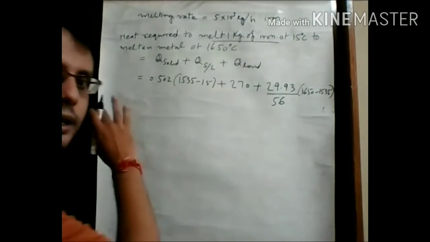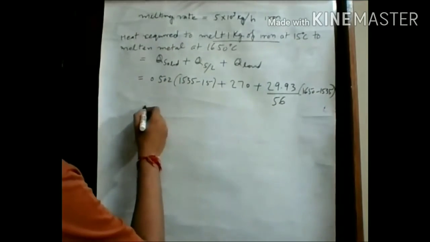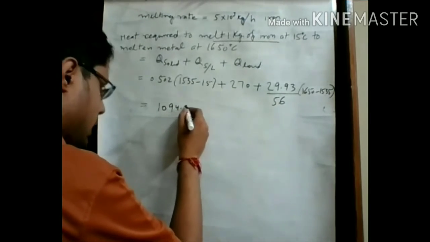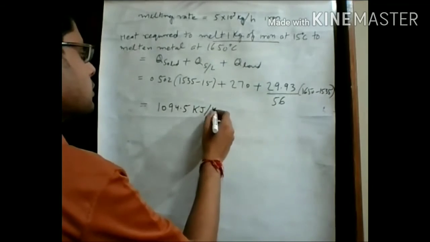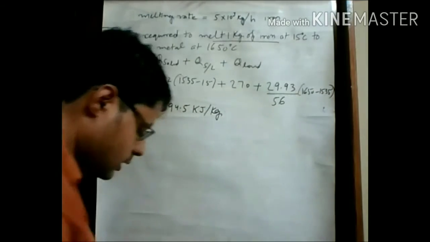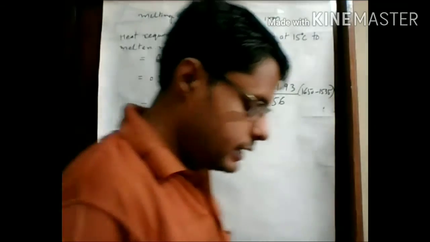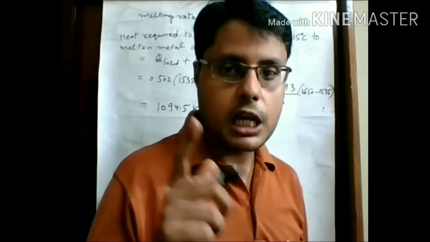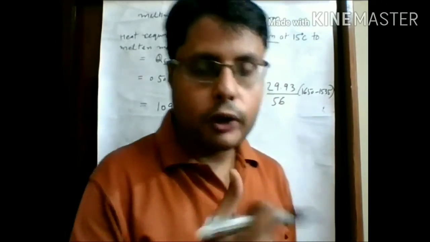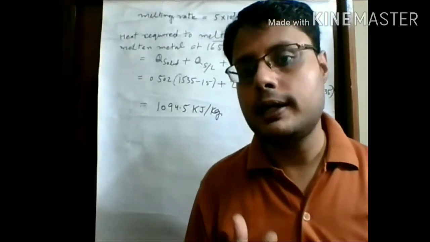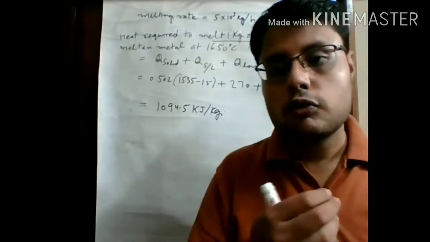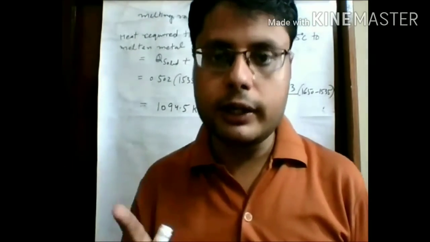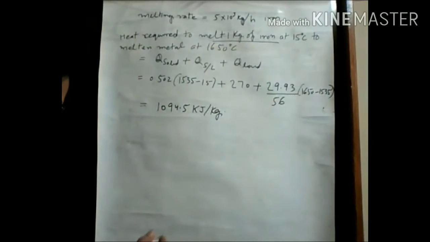Now if we calculate this total value, it is equal to 1094.5 kilojoule per kg. But here we know that the melting rate is given as 5 into 10 to the power 3 kg per hour. If we want to calculate how much heat is needed to convert this iron from 15 degrees centigrade to 1650 degrees centigrade liquid iron per unit time, then we have to multiply.